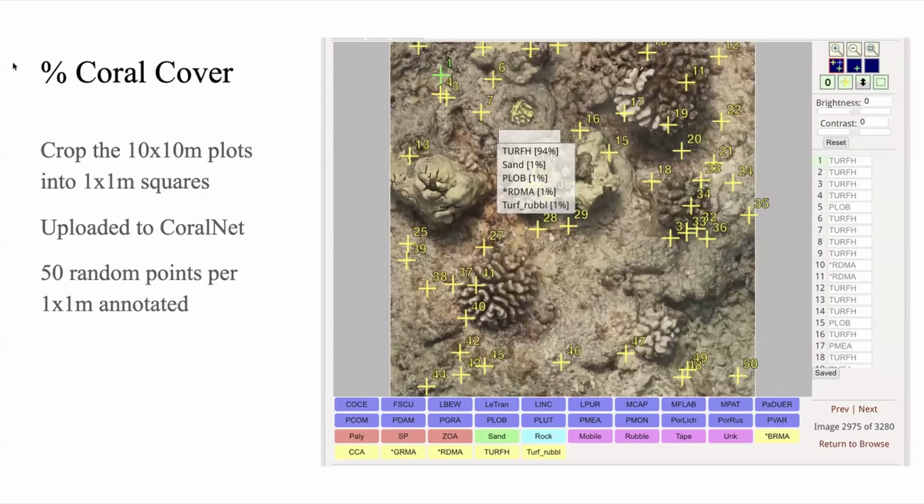With our 10 by 10s, we would take those orthomosaics and DEMs and crop them into 1 by 1 squares. And this would just give us an idea of total coral cover. And so we upload these to CoralNet in 1 by 1 sections, and CoralNet will put 50 random points per the 1 by 1 meter areas. And then you go through as an individual, so me and a couple other people in the lab, we'd go through and just assign what each point had landed on. So if it was turf, if it was a different species of coral, if it was macroalgae, things like that. And so this gives us a general idea of what's happening within those plots.